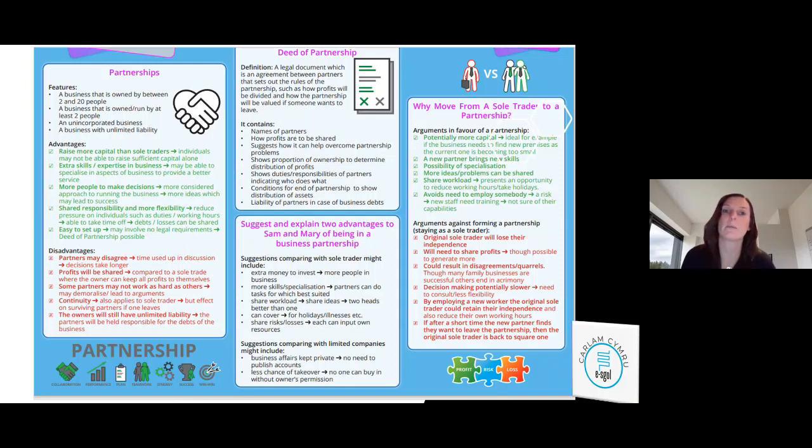So what is a deed of partnership? It's a legal document which is an agreement between partners and sets out the rules of the partnership, how profits are divided, and how the business will be divided if someone decides to leave. Okay, that's the kind of things that it contains that you might want to have a little read through. And then it suggests and explains 2 advantages that Sam and Mary might have being in a business partnership. So you've got those examples there.